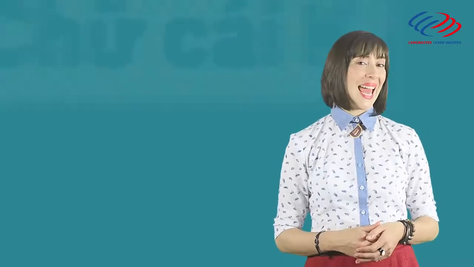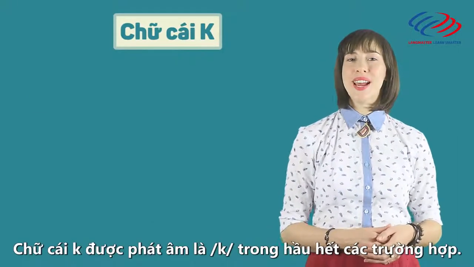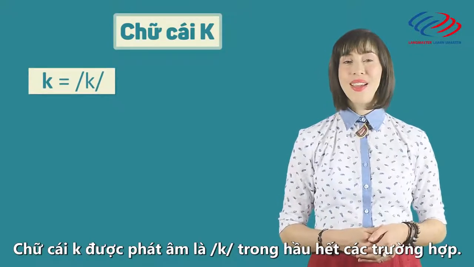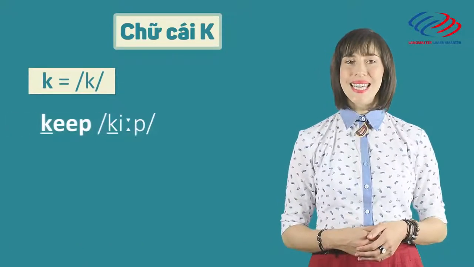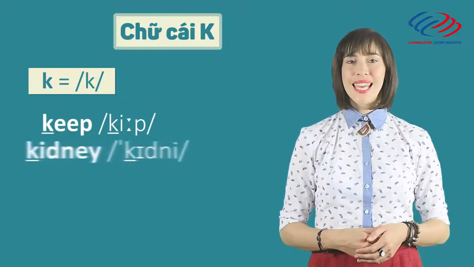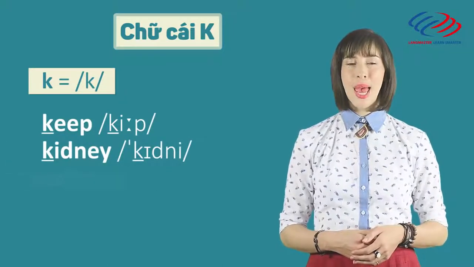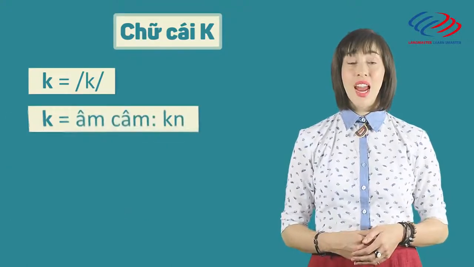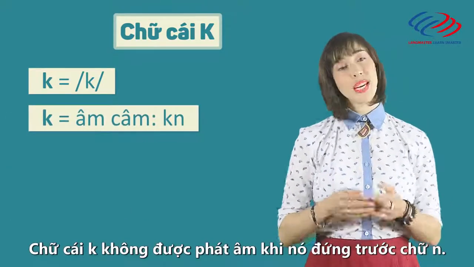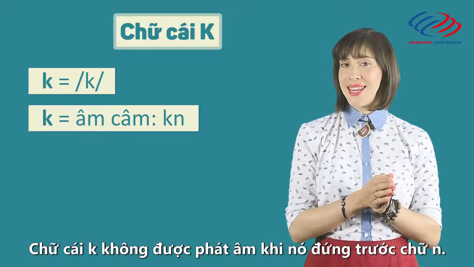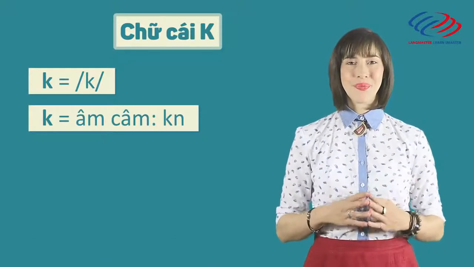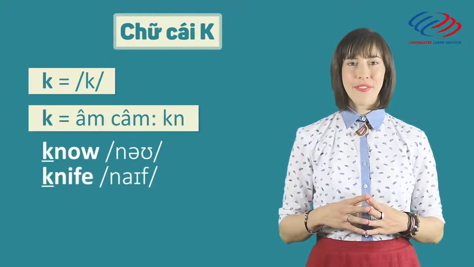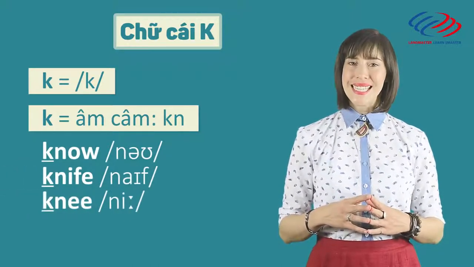And the letter K. The letter K is pronounced as K in most cases, such as keep, kidney, baker, click. The letter K is not pronounced when it comes before the letter N. For example, know, knife, knee.